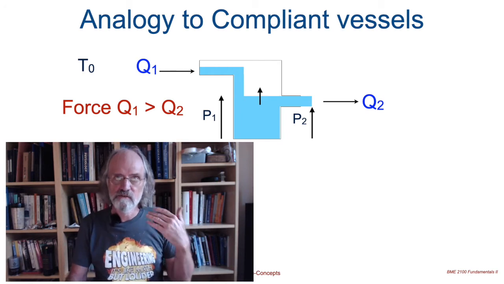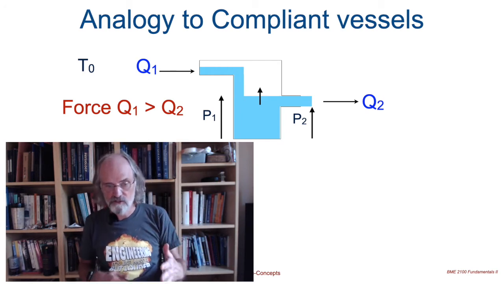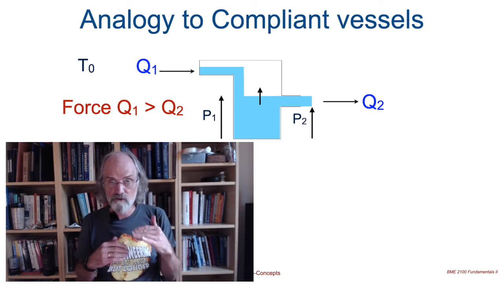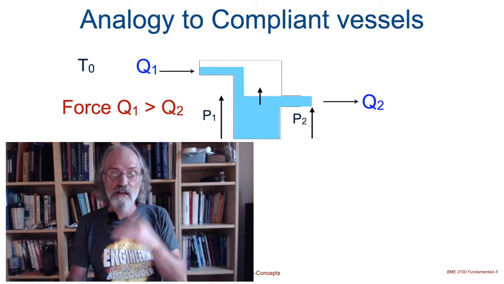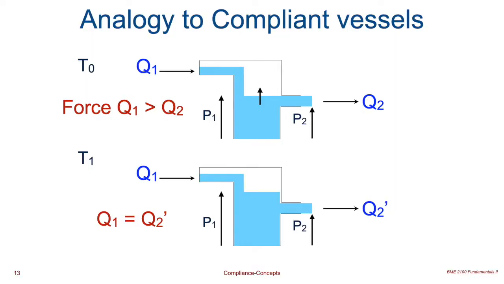And that increase in volume will increase the pressure, the hydrostatic pressure. And you see the little arrow in the middle. So it's an increase in the volume that comes about, and that will increase the outflow. So we'll have a new condition. We have Q1 prime going in and Q2 prime going out. And that's what really describes the flow.